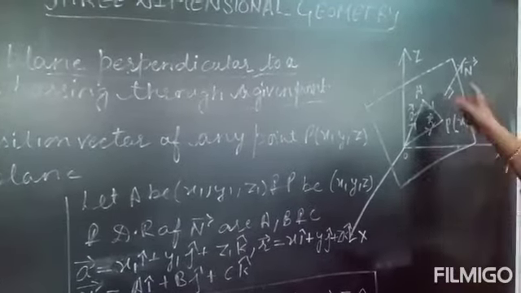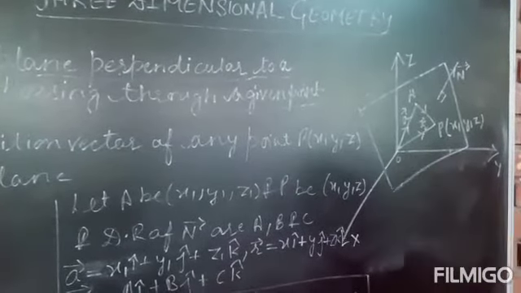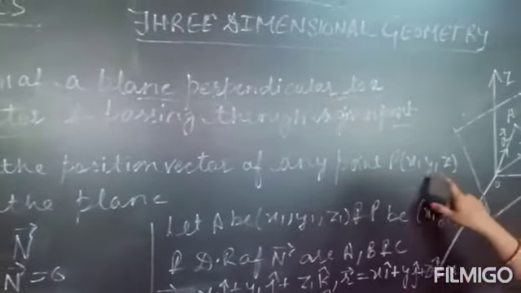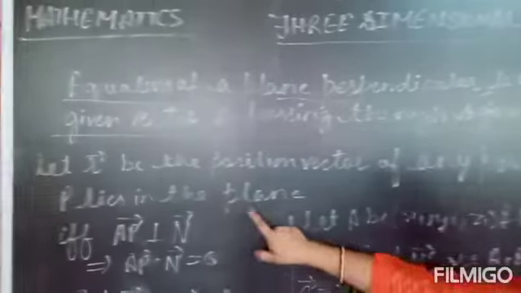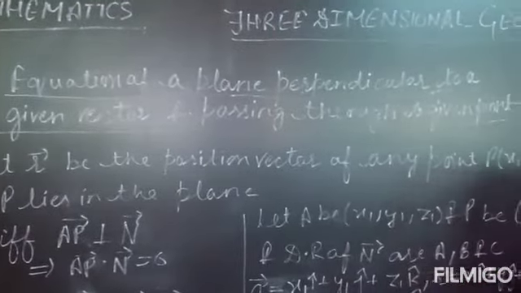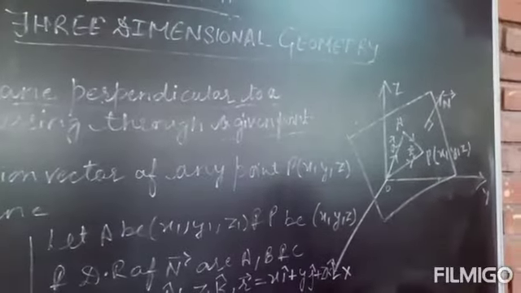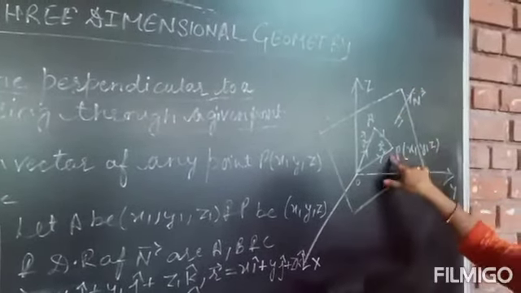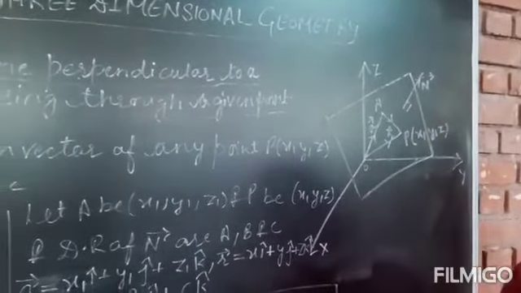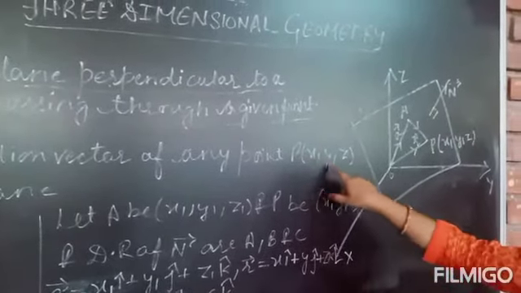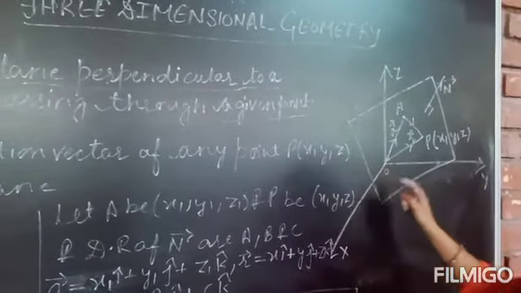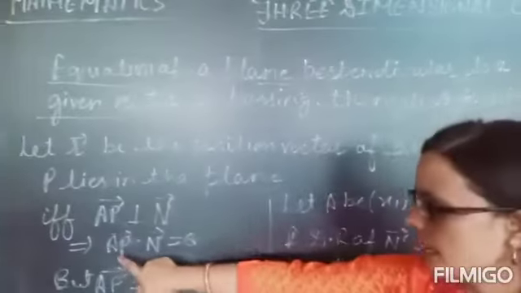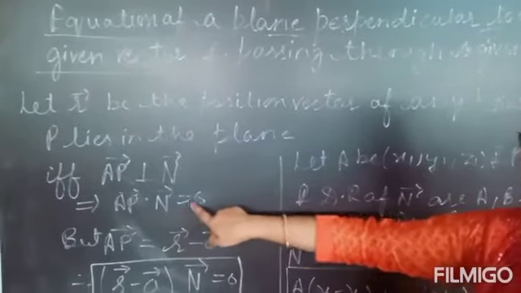So we will find out the equation of that plane. Let r be the position vector of any point P(x, y, z), and P lies in the plane if and only if AP is perpendicular to n. Clear? Then AP dot n vector is equal to 0.